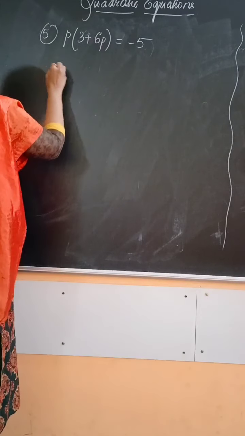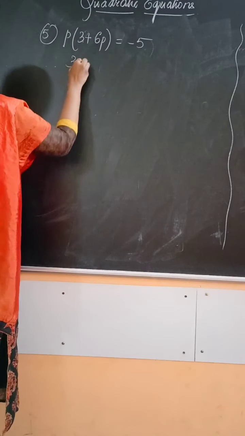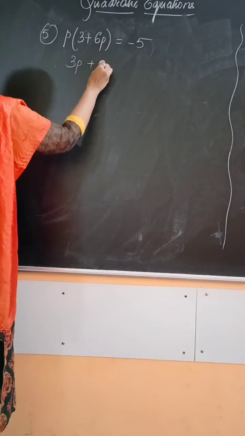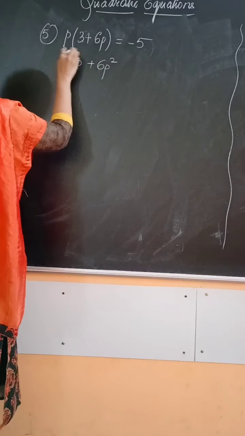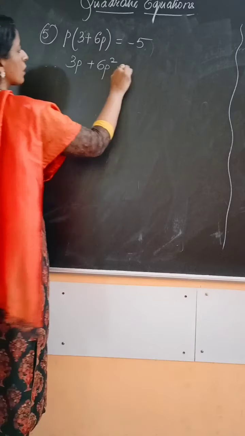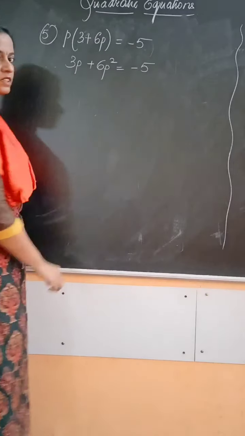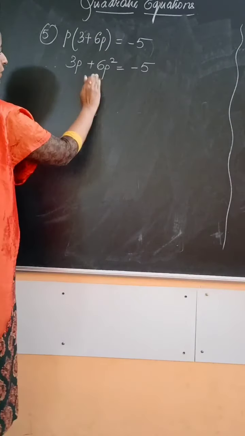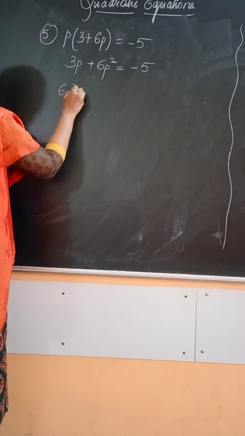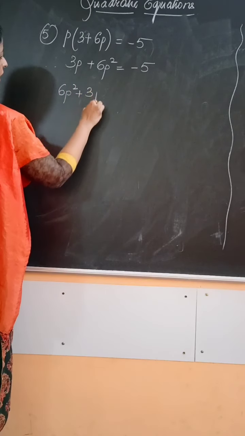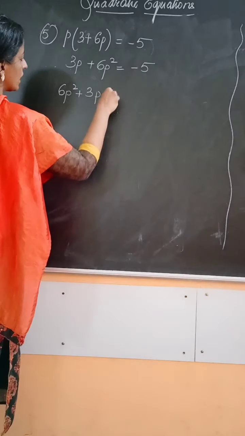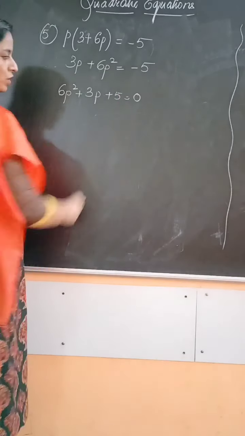Open the bracket. P into 3, 3P plus P into 6P will be 6P square. P into P square is equal to minus 5. Make it in general form. First we will write 6P square, then we will write 3P, and minus 5 comes here, plus 5 equal to 0.